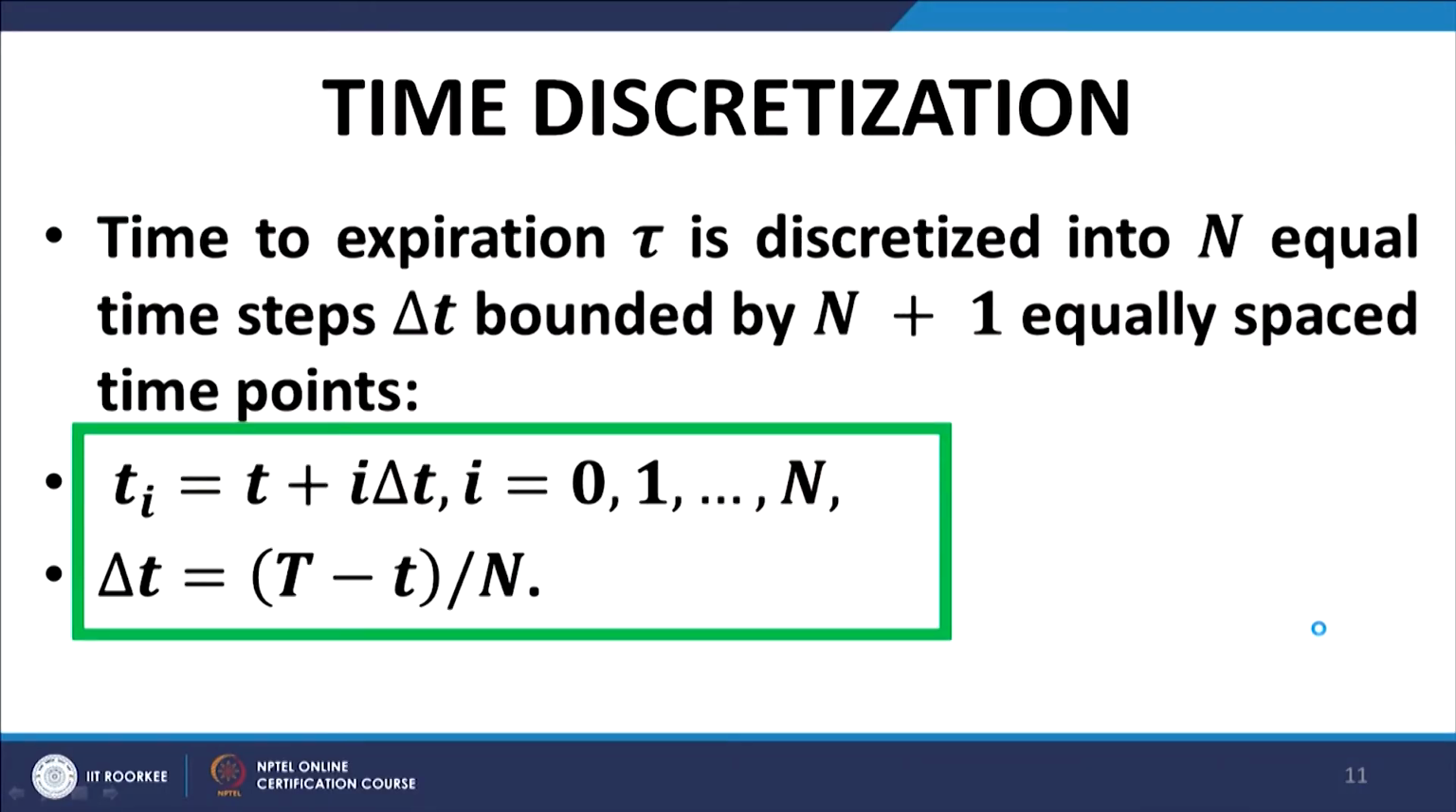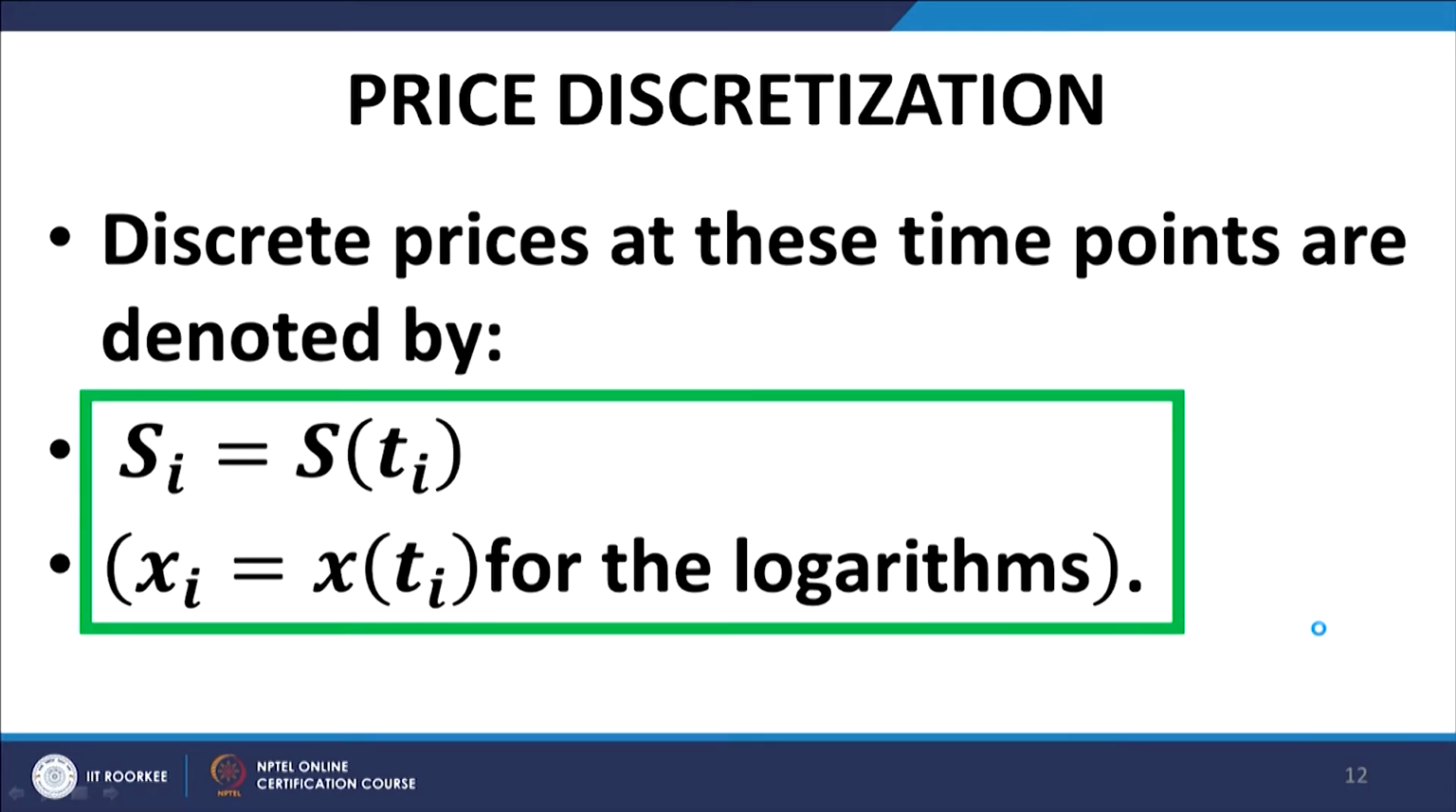And the ith time point is given by this expression here, and of course, delta t is given by capital T minus small t divided by n. We are now having a lattice, and the prices at each of these time points or lattice nodes on the timeline are expressed in terms of S of t_i, which is abbreviated as S_i, and the logarithm of the prices is expressed in terms of log of S_i, which is symbolized by x_i.